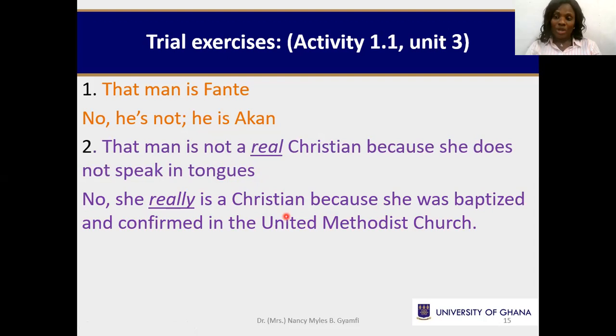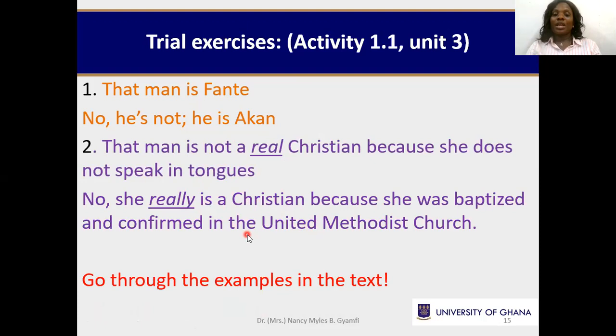You'd have to argue and present evidence and hope that the people will see it the way you see it. And then in other instances, the disagreement is merely verbal. That man is fancy. No, he's not. He's a can. That's a verbal dispute. All these other examples, like "she's not a real Christian because she doesn't speak in tongues," are in your textbook.